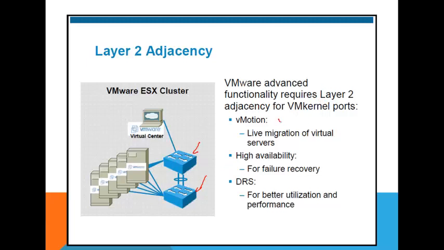vMotion, high availability. How do you get them? With multiple physical switches. The Distributed Resource Scheduler can work properly only when we have adjacency between the layer 2 boxes that are connecting these VMs.